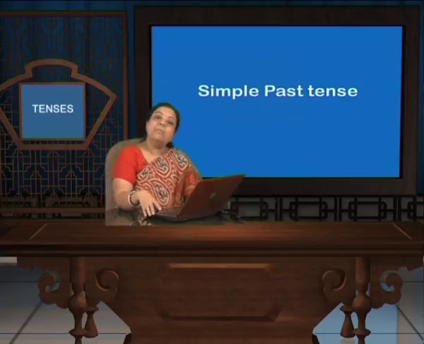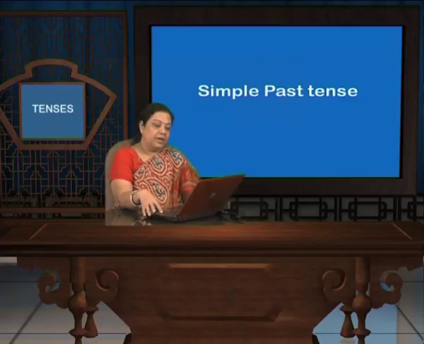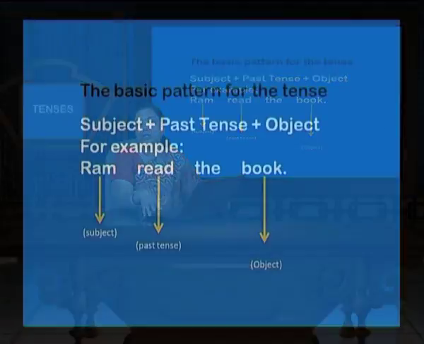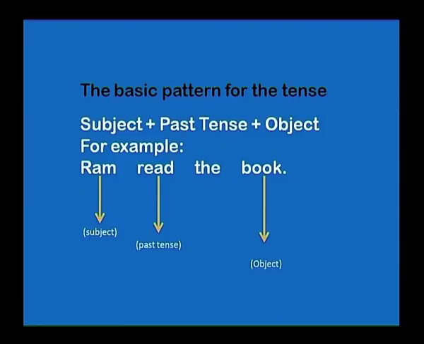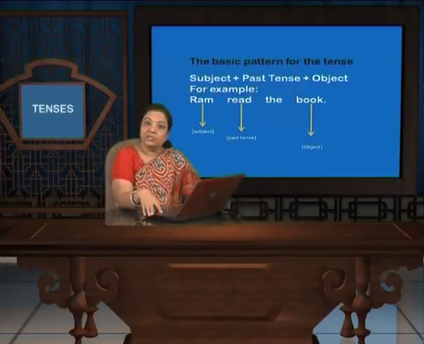There is a simple past tense also. As the word suggests, it is simple. The basic pattern is equally simple when we say subject plus past tense plus object. For example, Ram read the book. So, what do we have? Ram is subject here. The verb read shows the past tense and the book is an object.